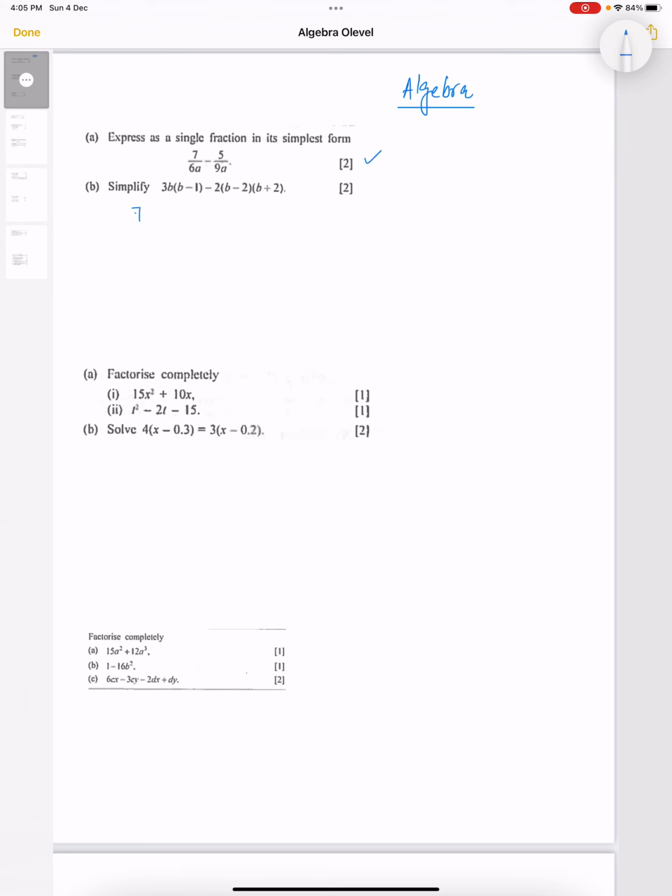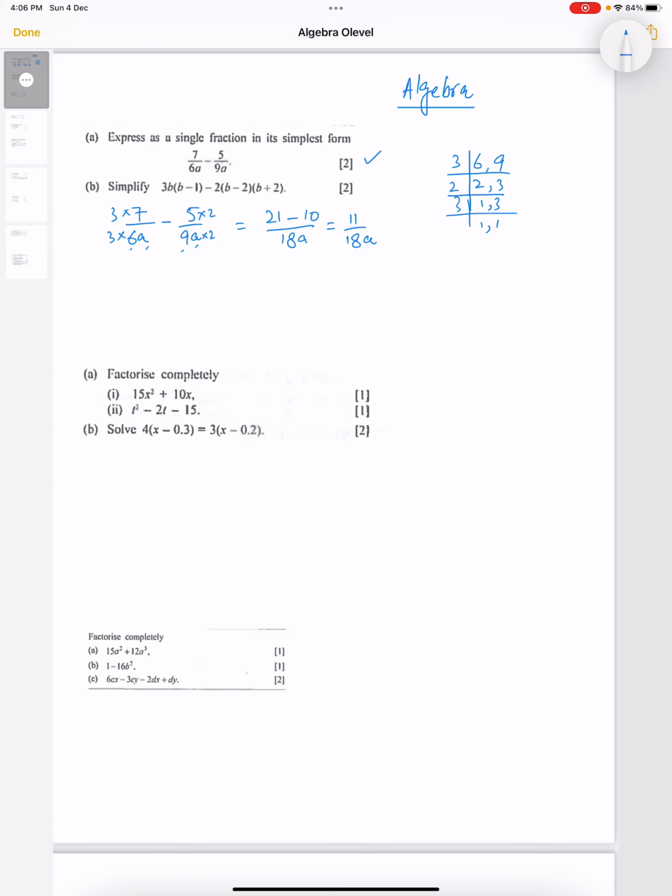7 over 6a minus 5 over 9a. Since a and a is the same denominator, we will take LCM of 6 and 9, which will definitely be 18, or otherwise you can take LCM by this procedure. First divide them by 3, then 2, and again 3. So the LCM will be 18. Multiply this fraction with 3 and this fraction with 2. So you will get 21 minus 10 over 18a. This becomes 11 over 18a. That will be the answer.